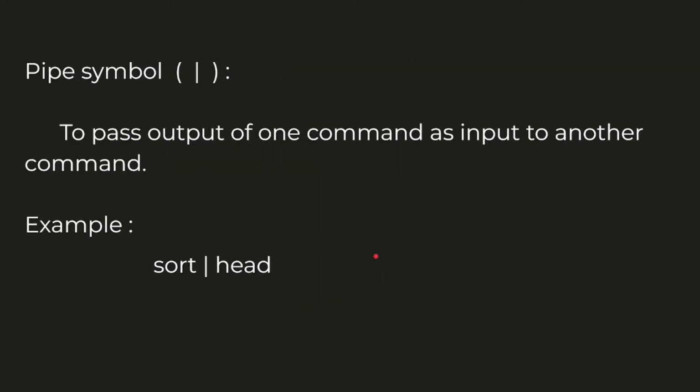Pipe symbol. Using pipe symbol, we can pass the output of one command as an input to another command. For example, you can see here, this command will first sort the given data, and then head command will be applied to the data so that it will print first 10 lines of the sorted data.